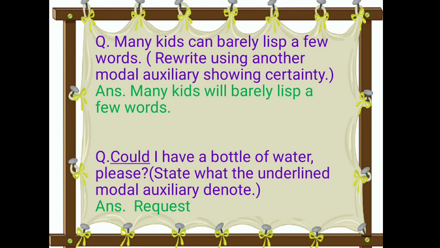Next question is, many kids can barely lisp a few words. In the bracket, the instruction given is, rewrite using another modal auxiliary showing certainty. Answer, many kids will barely lisp a few words. Here, can is replaced by the modal auxiliary will, that is showing us certainty. Now let's see the last question here. Could I have a bottle of water please? In the bracket, the instruction given is, state what the underlined modal auxiliary denotes. The underlined modal auxiliary in the question is could. It denotes request.